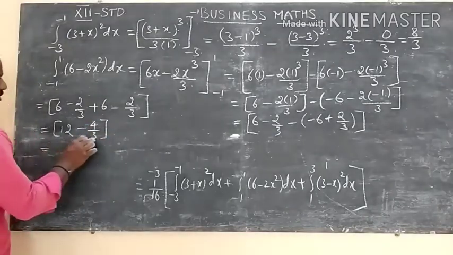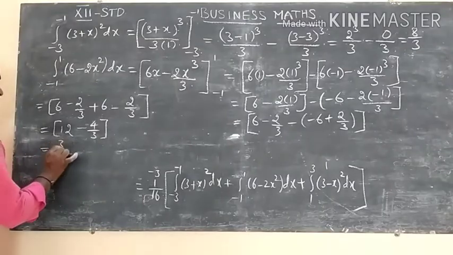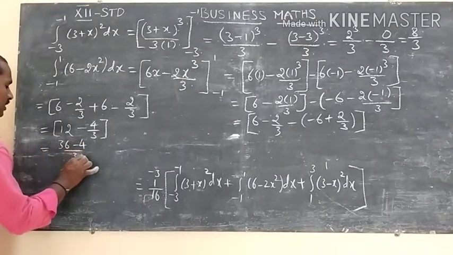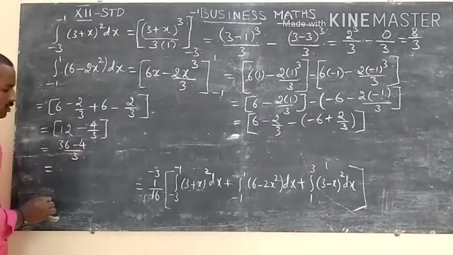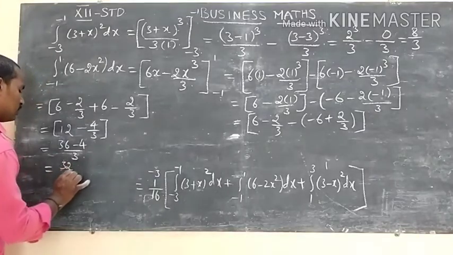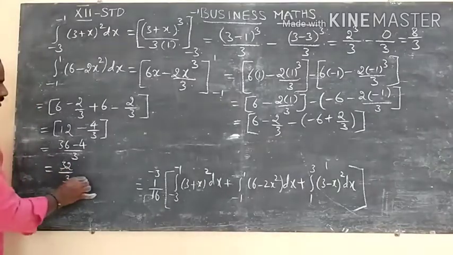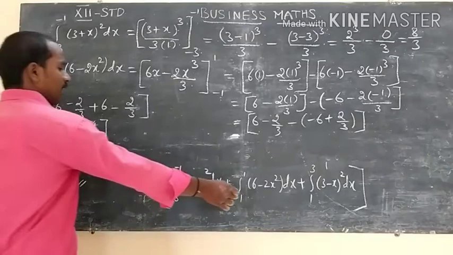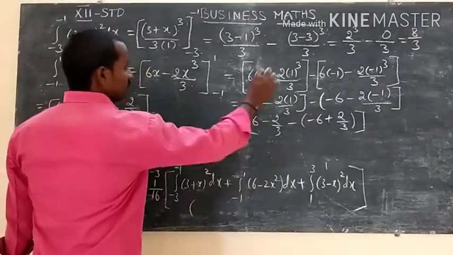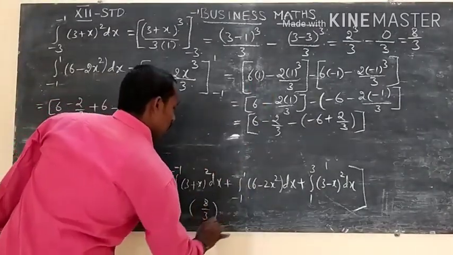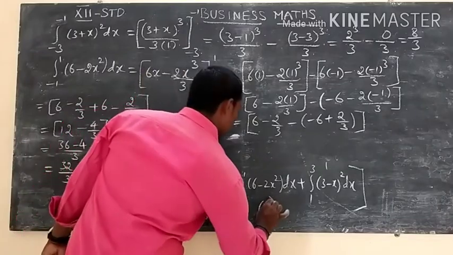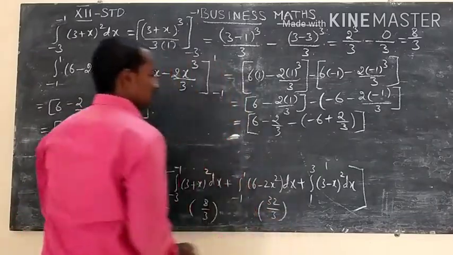Okay, this is the cross multiplication. 3 12s are 36 minus 4 divided by 3. This is equal to 36 minus 4, so 32 divided by 3. Okay, this is the value of the second integration. The first integration answer is 8 by 3. The second integration answer is 32 divided by 3.